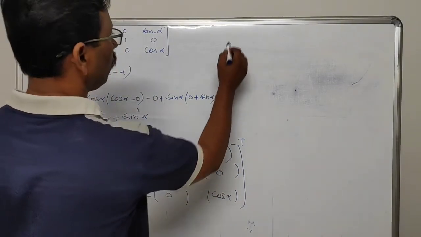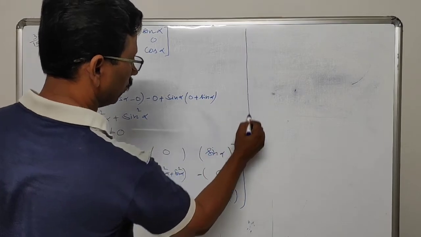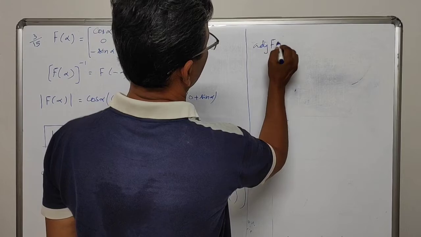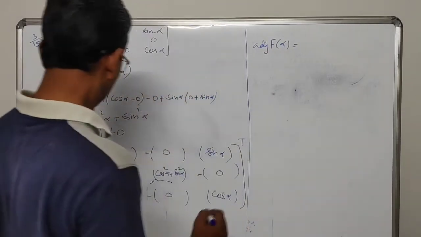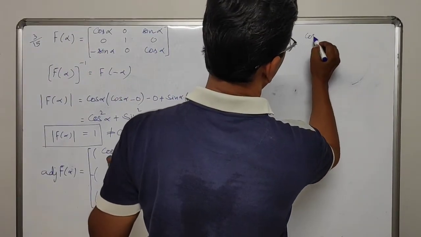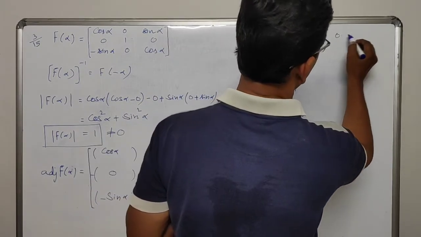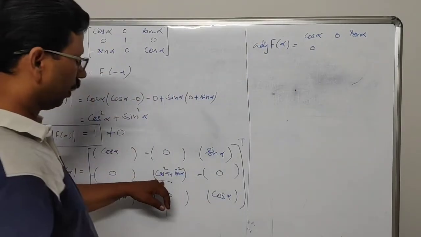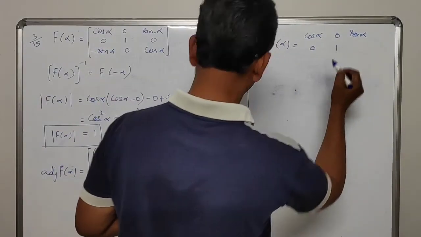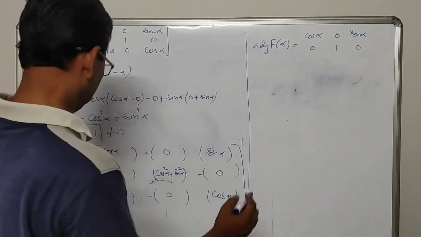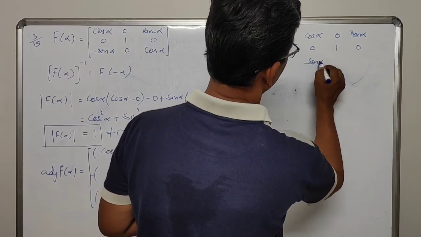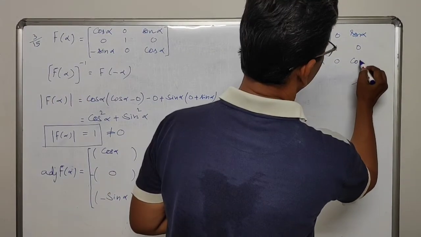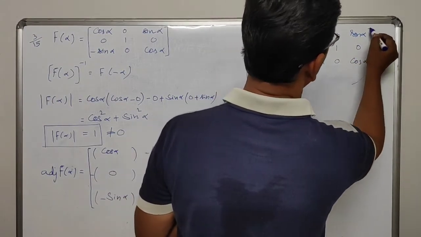Now after that, we can take the adjoint of F of alpha, which is equal to, first this is cos alpha, this is 0, then sin alpha, then 0. Since cos square alpha plus sin square alpha equal to 1, you can write 1. Then this is 0. Then this is minus sin alpha. Then this is 0. The next one is cos alpha. Now for this, we need to take the transpose.